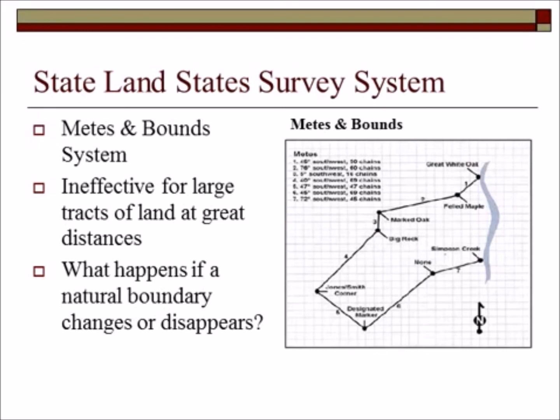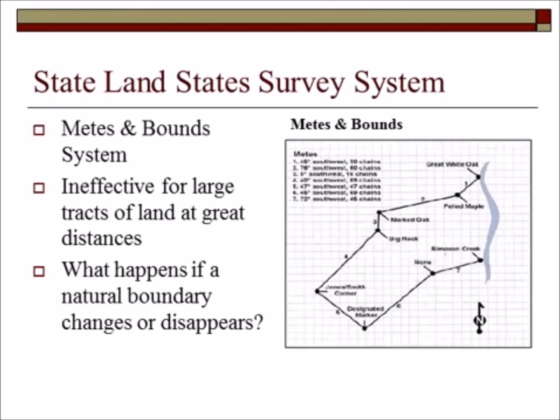It's just as you might imagine if you were just going to lay out an area of land based on the topography or the geography, the visible landmarks that you can see. In our sample here, we have a piece of land bordered by a creek or a river. We have demarcation of a felled maple, a marked oak, a big rock, the neighbor's land, a marker that was actually put there to designate a corner.